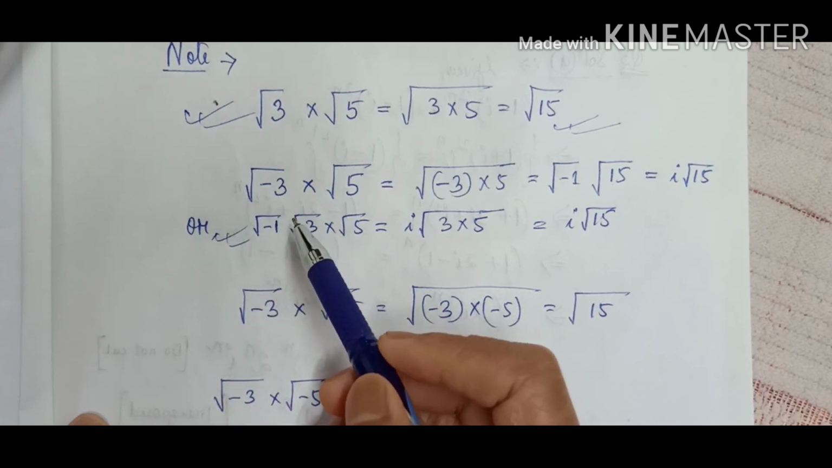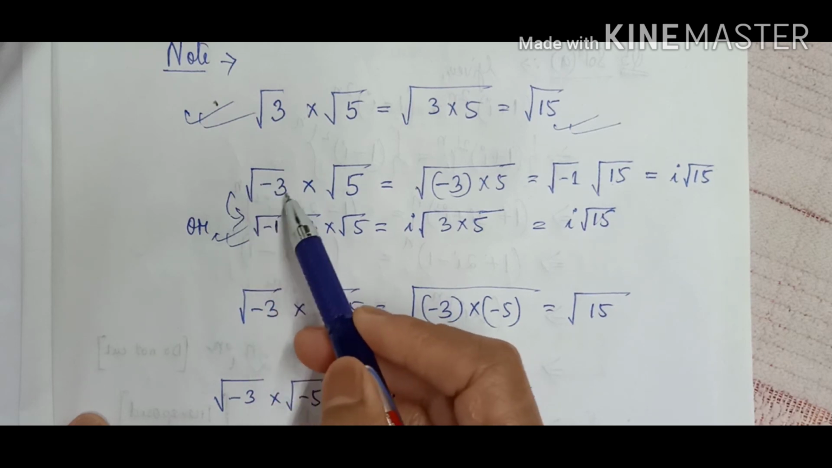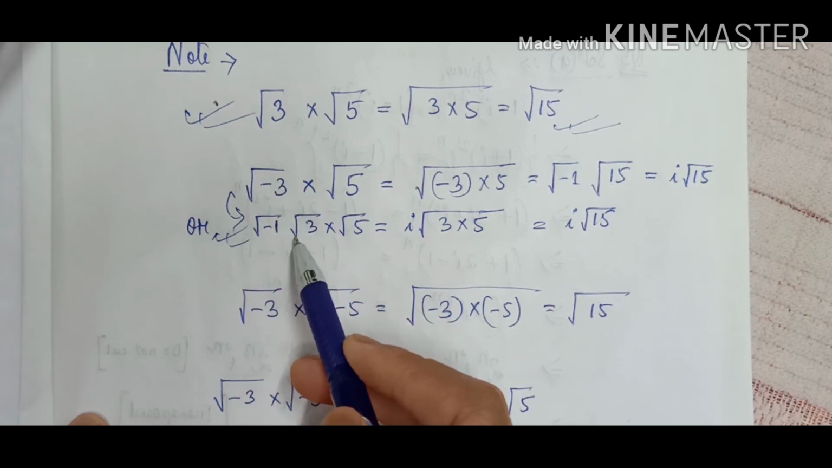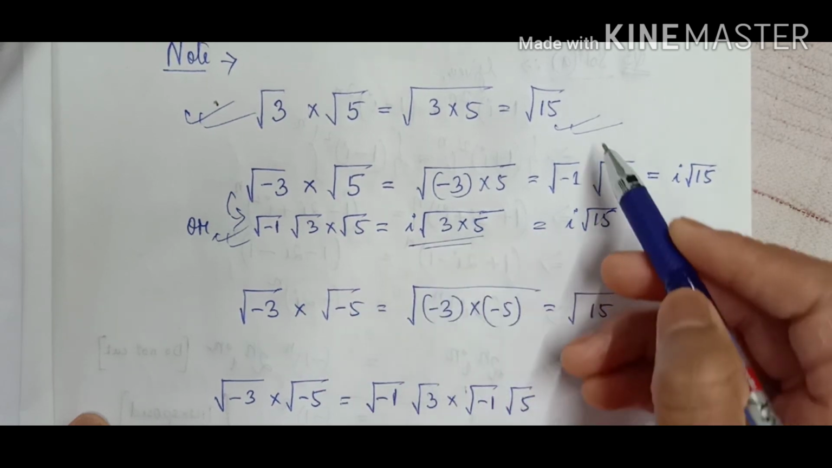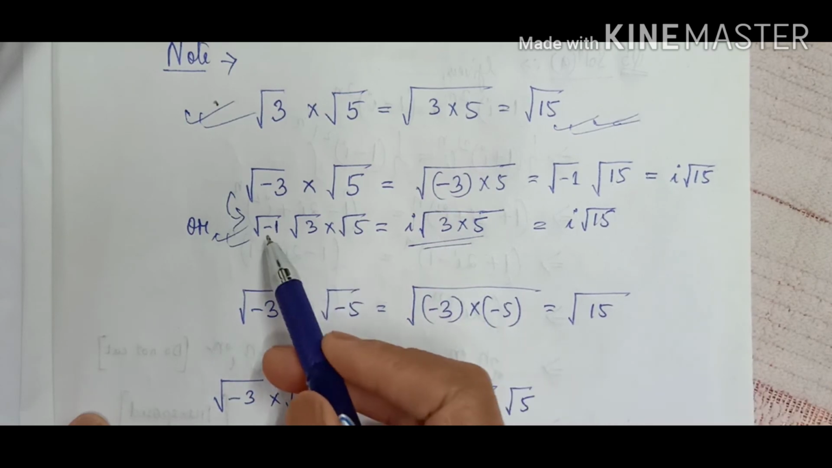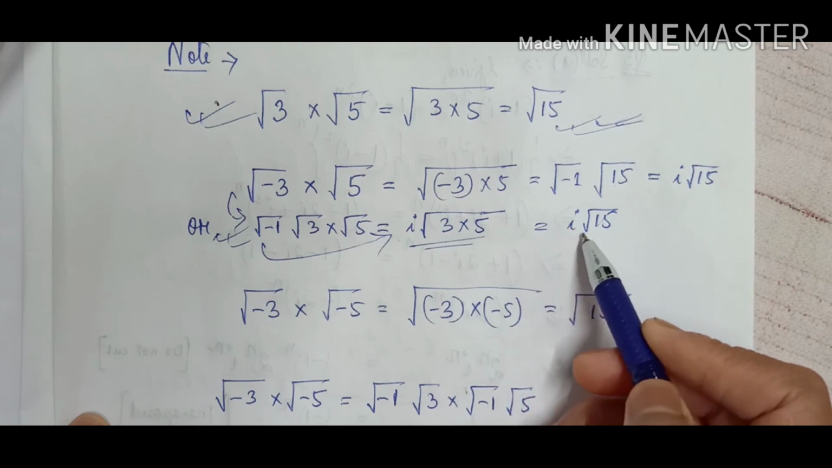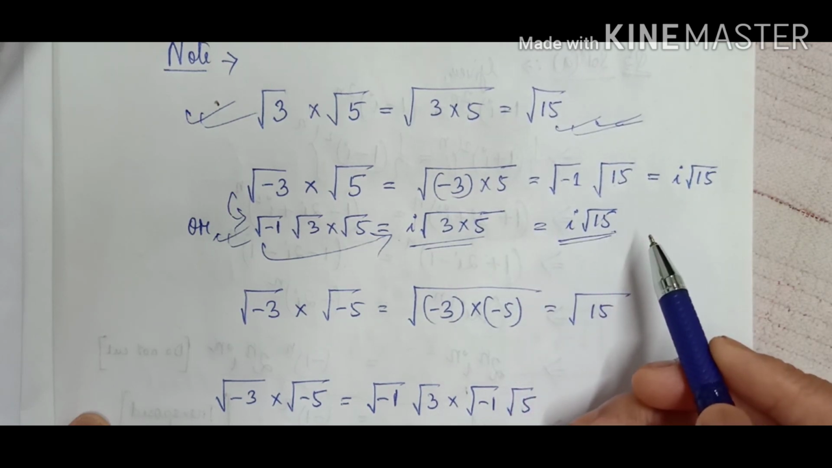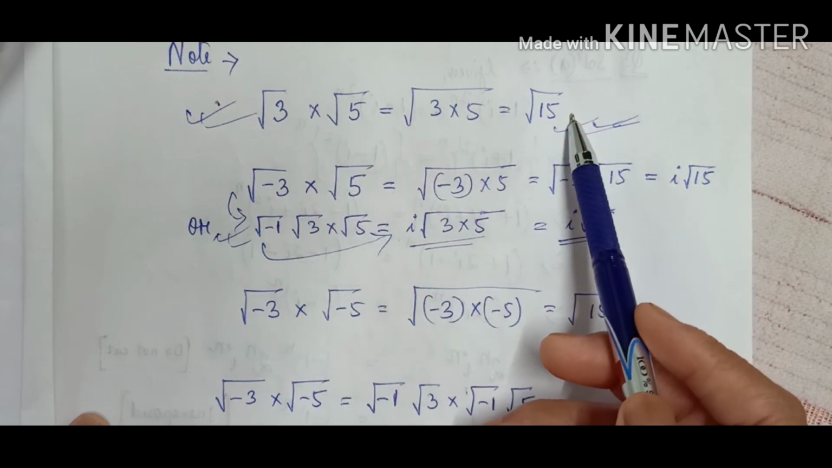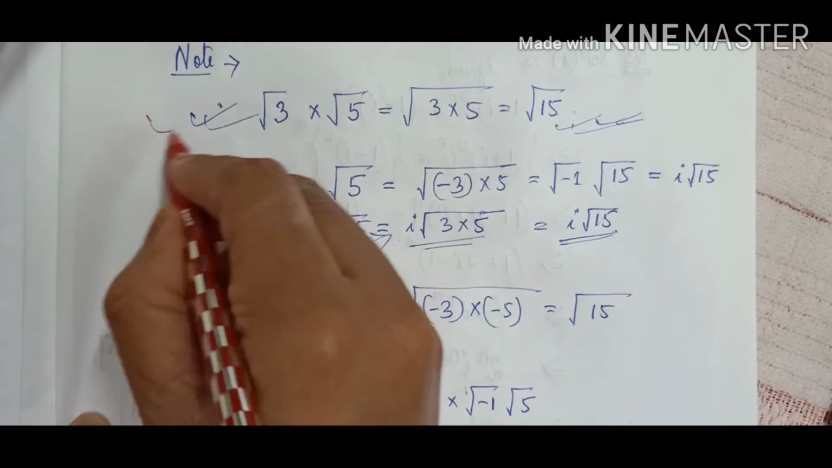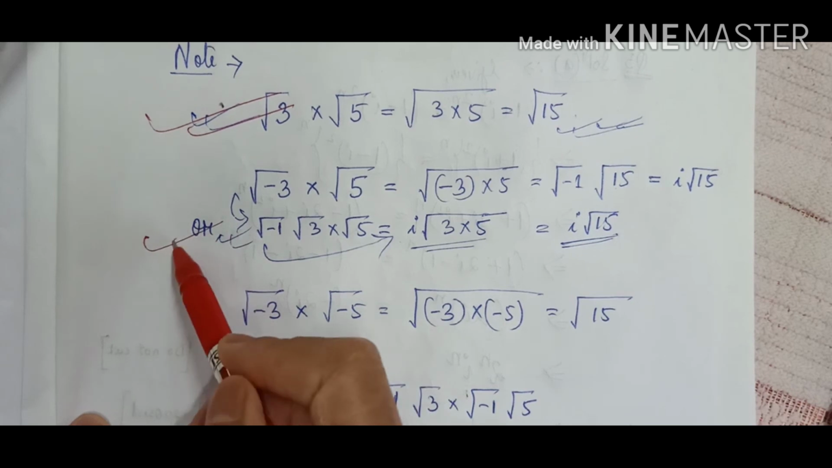We can do it this way also. This is better. Instead of coming from here, here we have root of minus 1, so we are taking it out. So root of minus 1 into root 3 into root 5. Root 3 into root 5 we can put together as we have done here, and root of minus 1 is i. So it is i root 15. Now look here. If both were positive, we can write like this. If one is negative, we can do it this way.